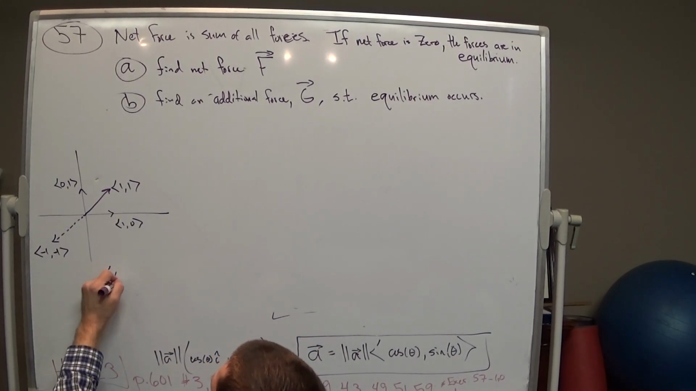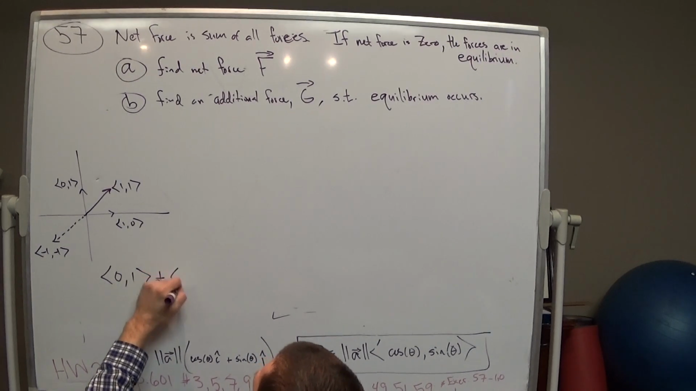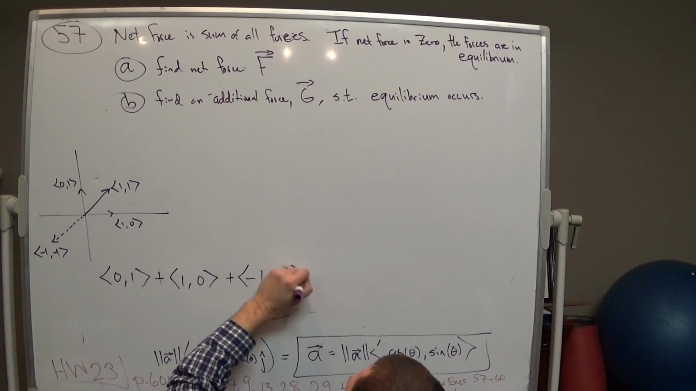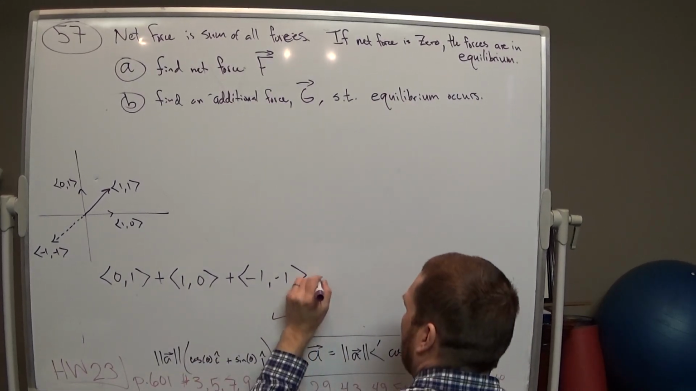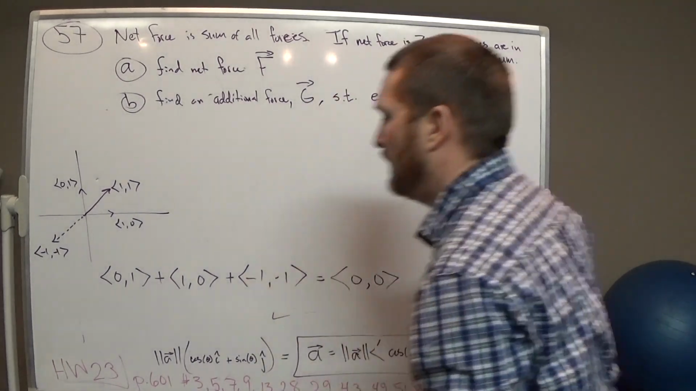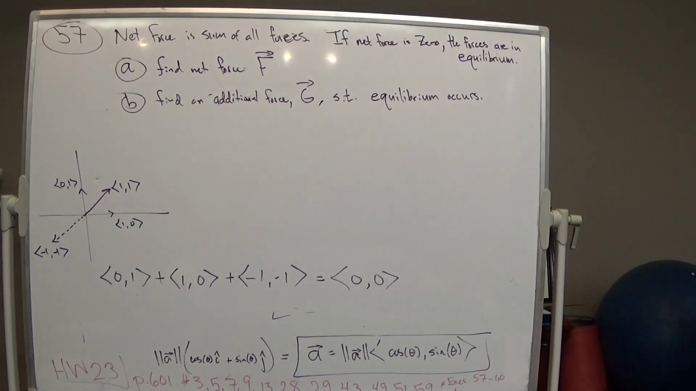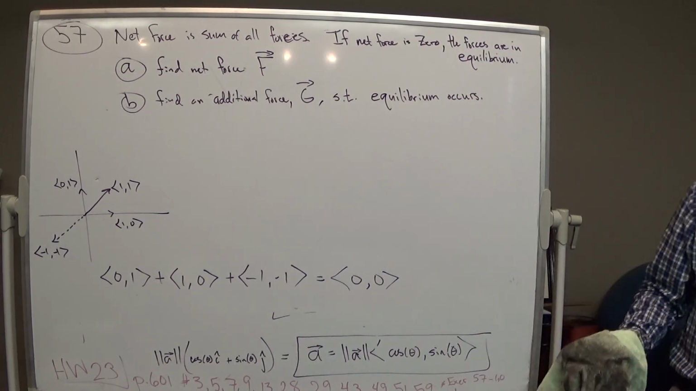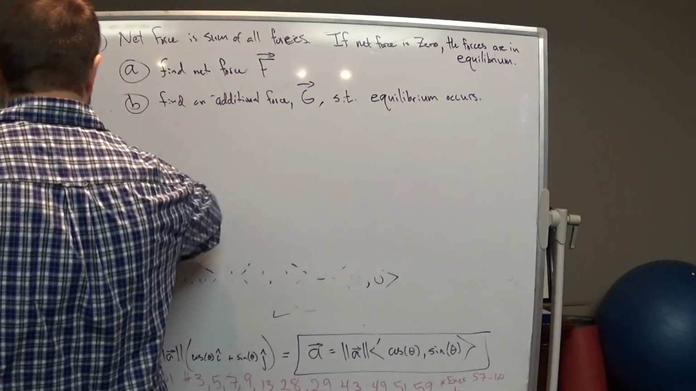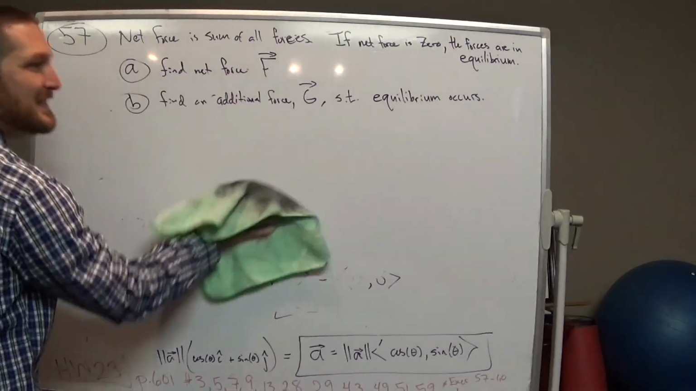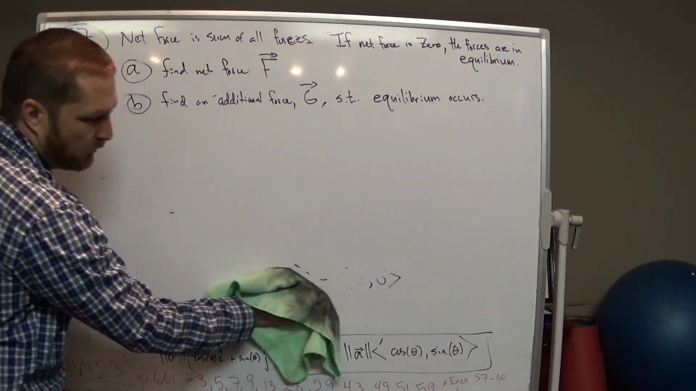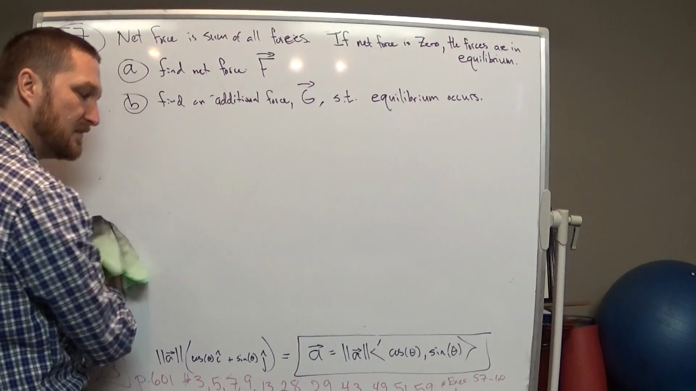So in other words, 0, 1 plus 1, 0 plus -1, -1. All of those forces should be in equilibrium. They should give you, and indeed they do, 0, 0. They cancel each other out. Wouldn't G just be negative F then? It should be. I will sign off on that. But the way they say it, they don't tell you that. What you just figured out is what you're supposed to figure out.